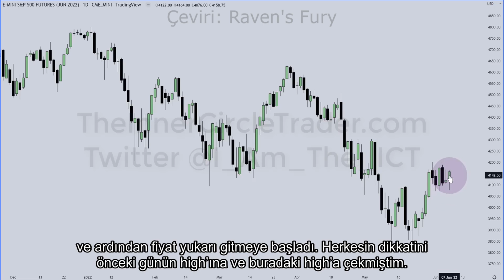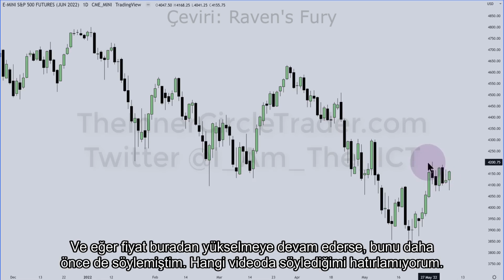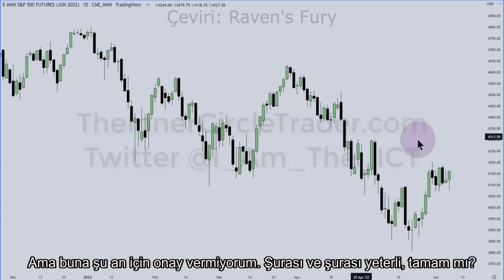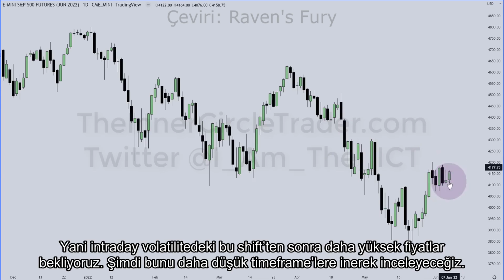I took everybody's attention to previous day's high and this high here. And if this continues to go higher, I mentioned this before, I can't recall what video, but I know I mentioned it in here. This is where we could potentially draw up to for an intermediate term target or objective. But I'm not co-signing that just yet. Right here and here is enough, okay? So we're expecting higher prices after this shift in intraday volatility. So we'll look at that now going to lower time frames.